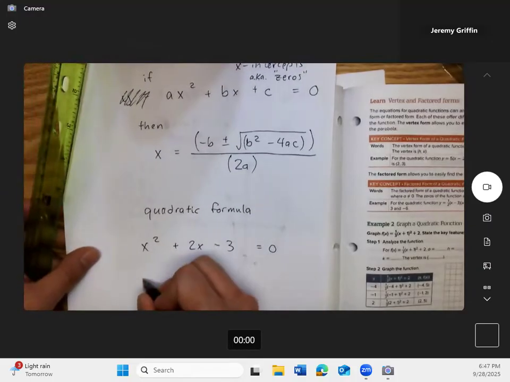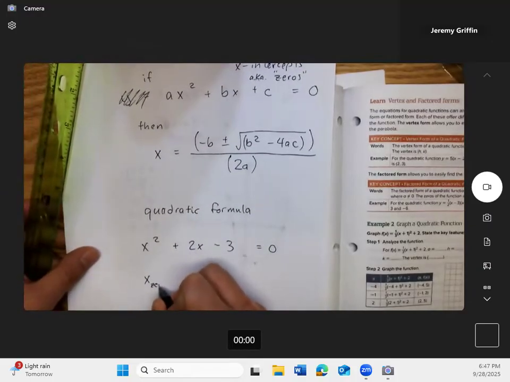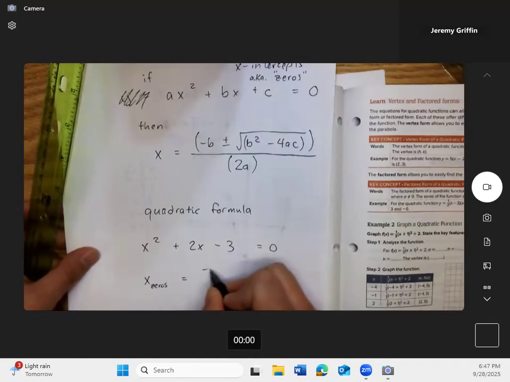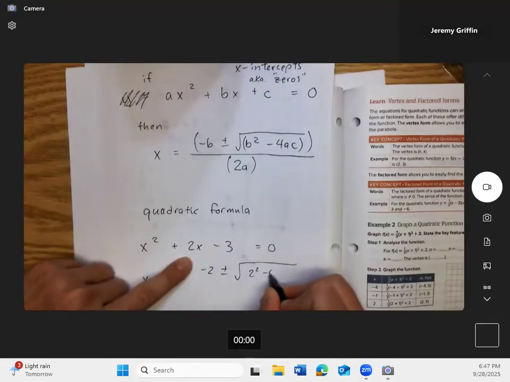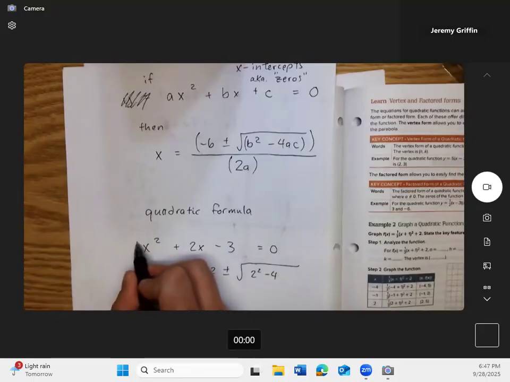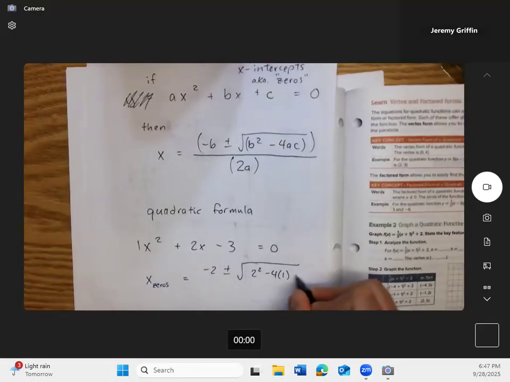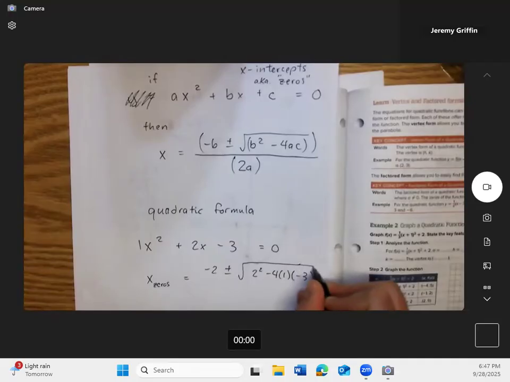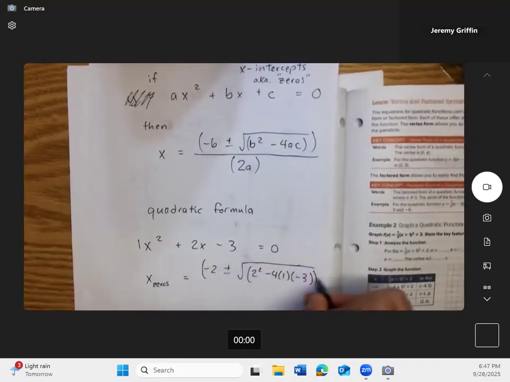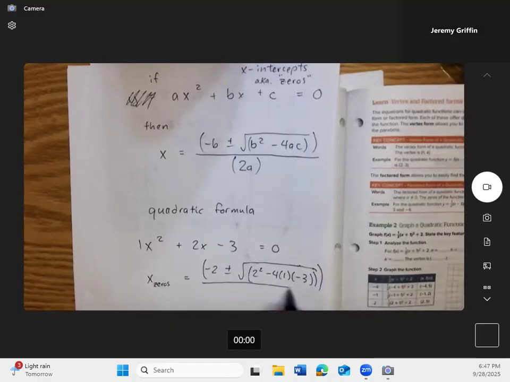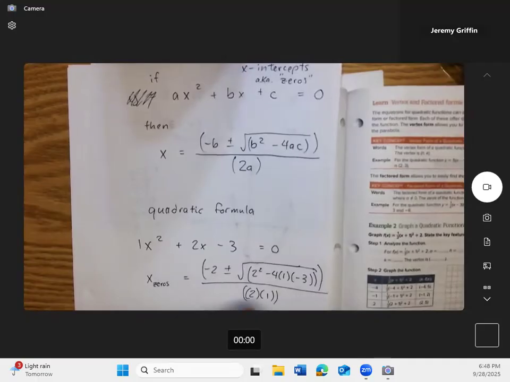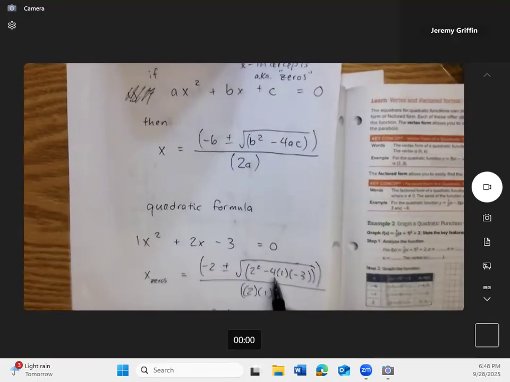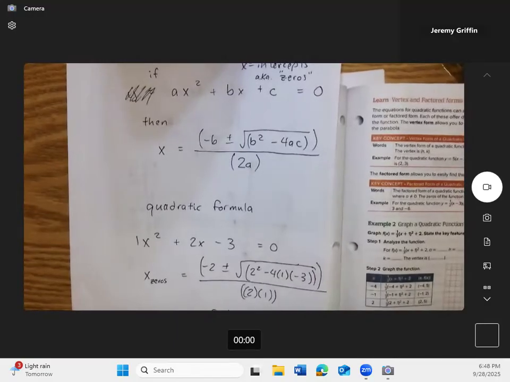Let's see. Okay. So x, the zeros, would be -b, so that's -2, plus or minus the square root of b squared, so that's 2 squared, minus 4 times the a value, which is the implied 1 coefficient right here. And then c is -3. Okay, so make sure you're juggling all the negatives and so on. All collectively divided by 2a, so that's 2 times 1. Let's see, that's -2 plus or minus, 2 squared is 4. All right, 4 times 3 is 12, and the negatives do cancel here.